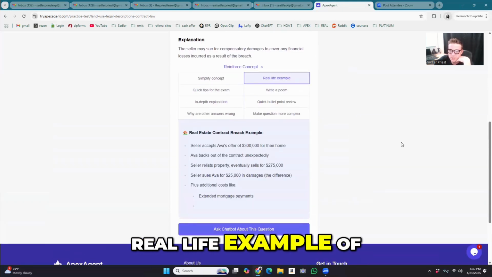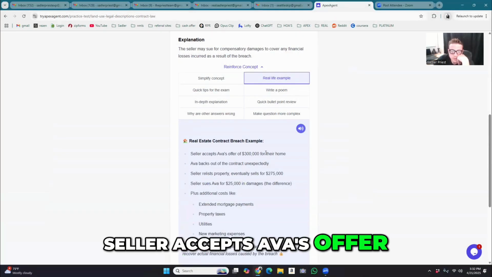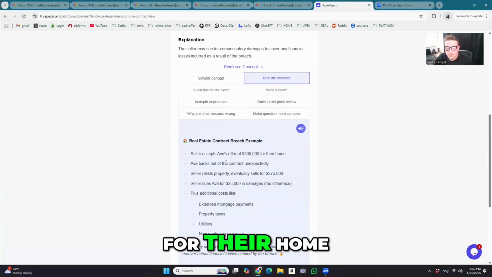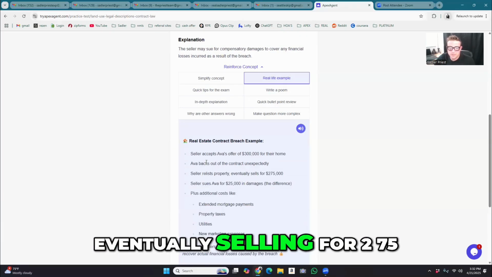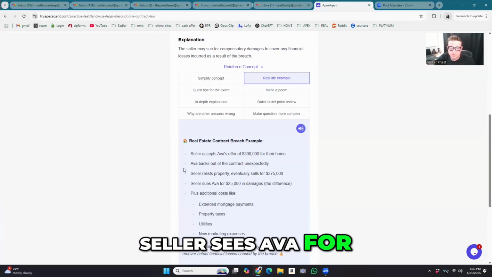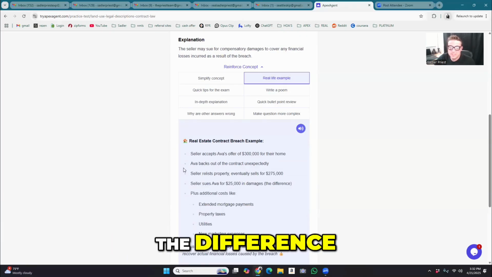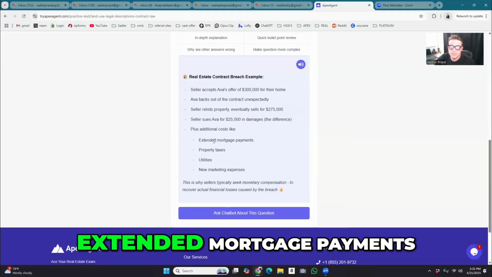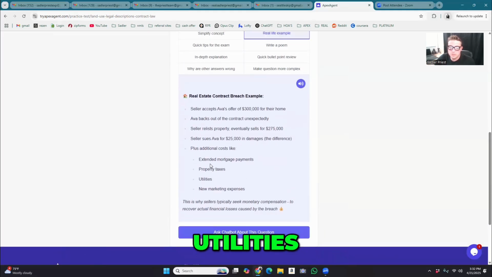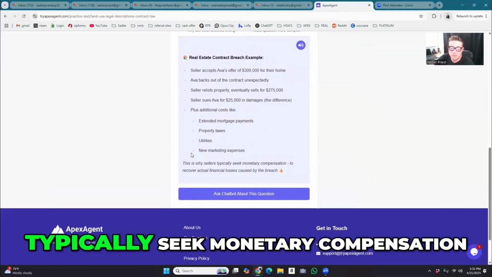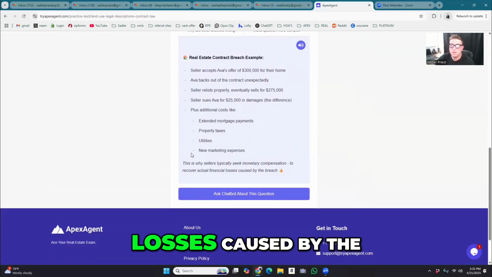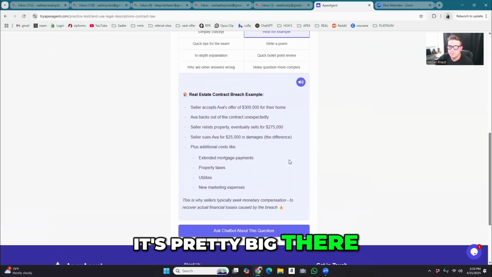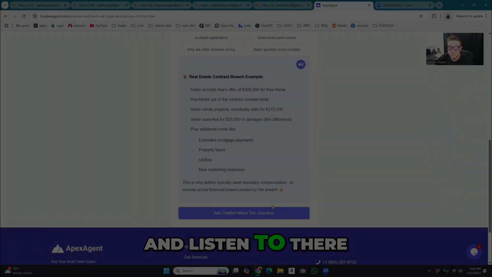Let's give a real life example on this one. Seller accepts Ava's offer of $300,000 for their home. Ava backs out of the contract unexpectedly. Seller lists the property, eventually selling for $275,000. Seller sues Ava for the $25,000 difference in damages, plus additional costs like extended mortgage payments, property taxes, utilities, new marketing expenses. This is why sellers typically seek monetary compensation to recover actual financial losses caused by it. It's pretty big there. Something to actually note and listen to there.